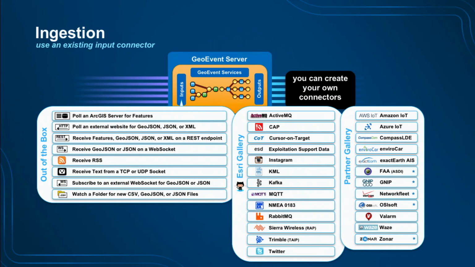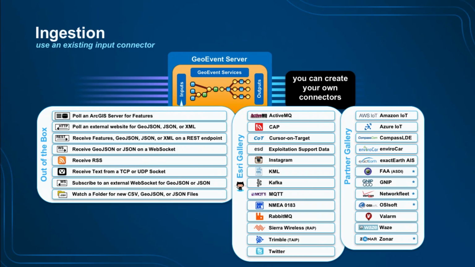So GeoEvent receives real-time data using the inputs that are defined by input connectors. Out of the box, we have input connectors that receive or pull data in RSS, text, JSON, or feature JSON formats from sources like TCP, UDP socket, REST endpoints, WebSocket, and ArcGIS server. And we also have the capability to monitor files in folders.